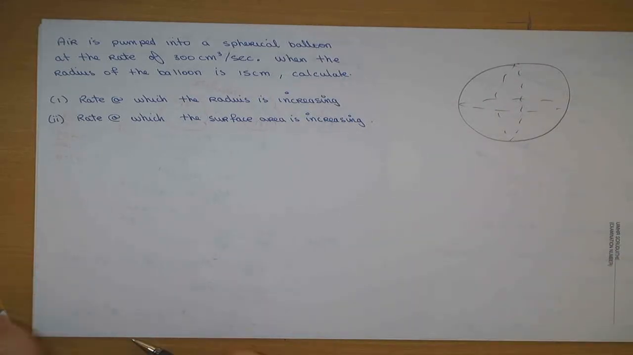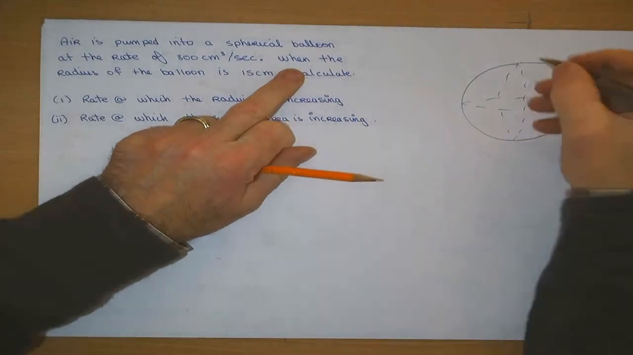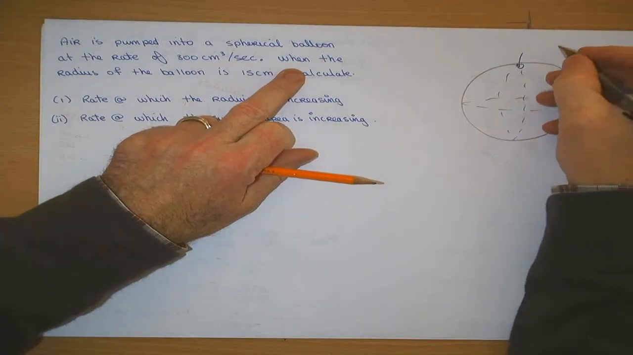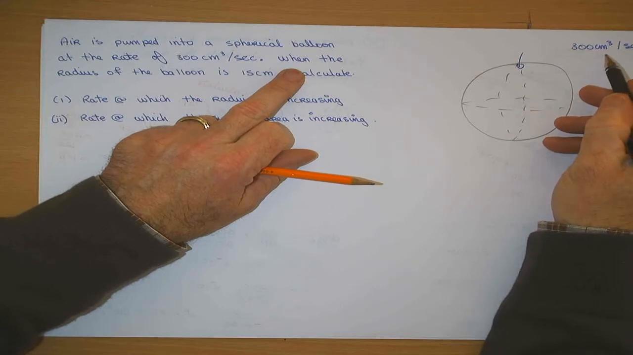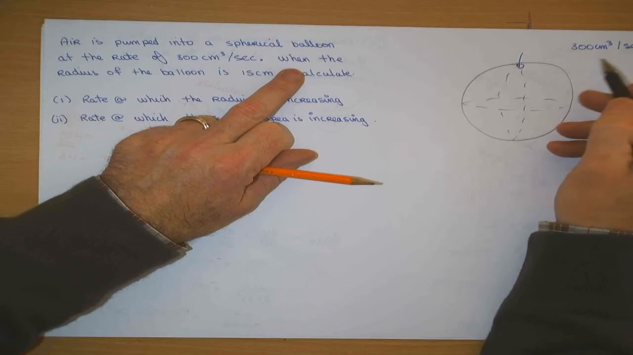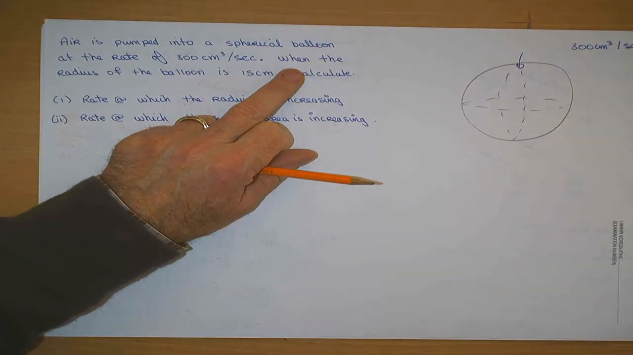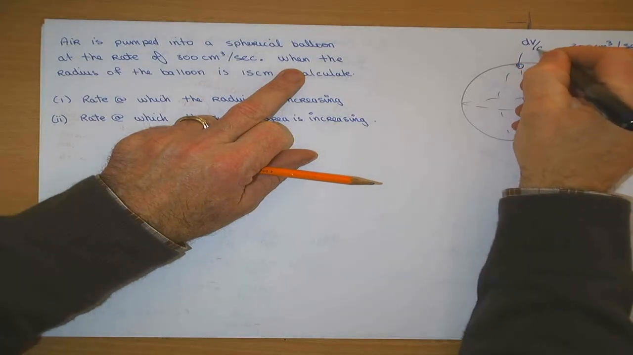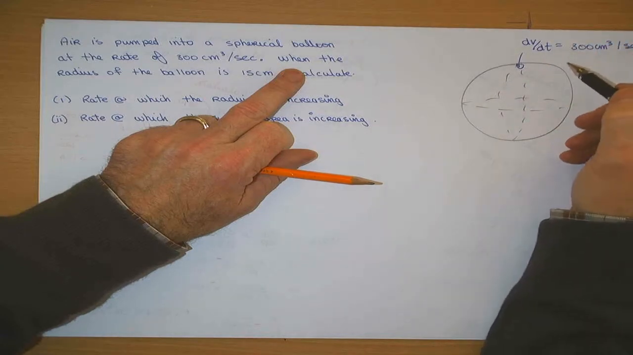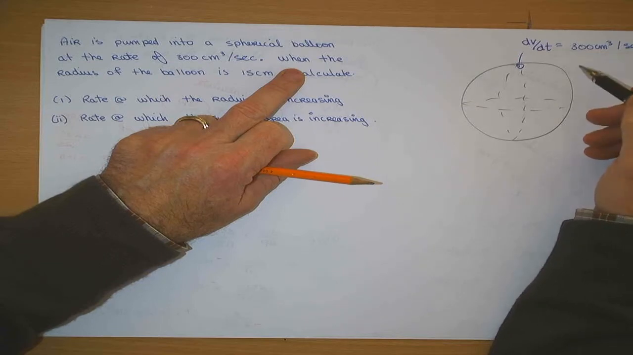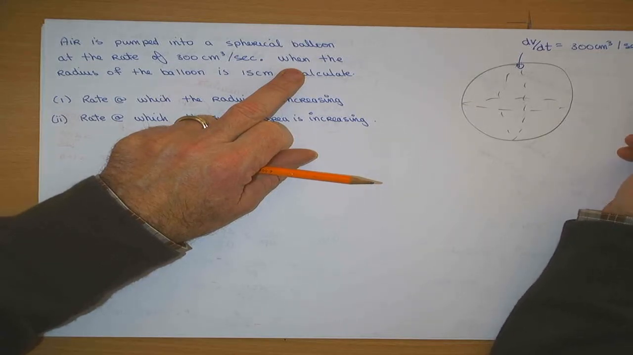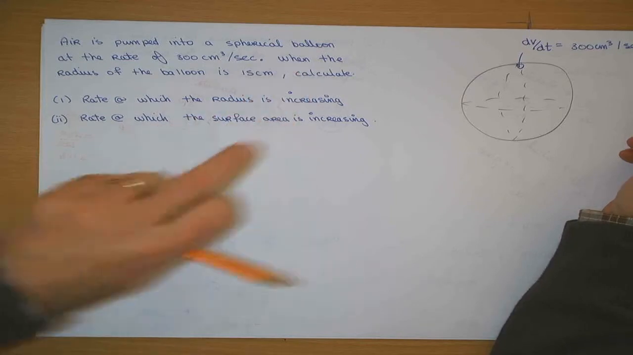Right? Air is pumped into a spherical balloon at a rate of 300 centimeters cubed per second. Now, 300 centimeters cubed is a measurement of what? Volume. So that's dV/dt, the rate of change of volume with respect to time. So what are they telling me? You know dV/dt. Yes? The rate of change of volume.